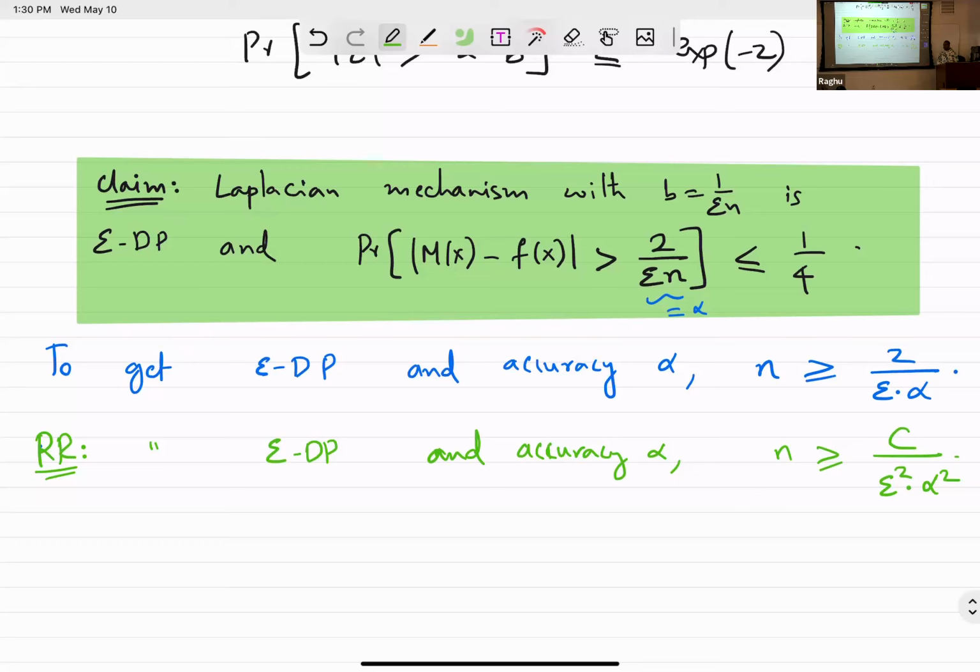Okay. Any questions about this comparison? All right. And there, it is possible to show that this is in fact the best possible. If I want epsilon differential privacy and accuracy alpha, we cannot do better than this many users. All right.